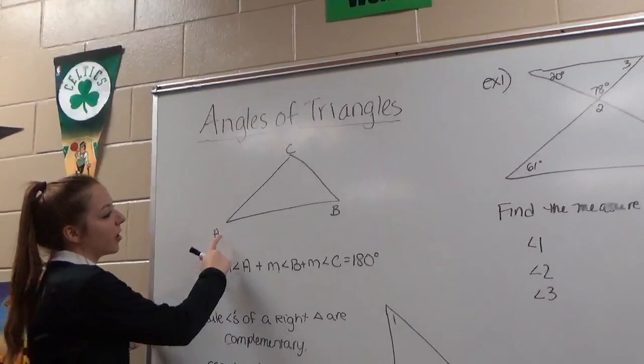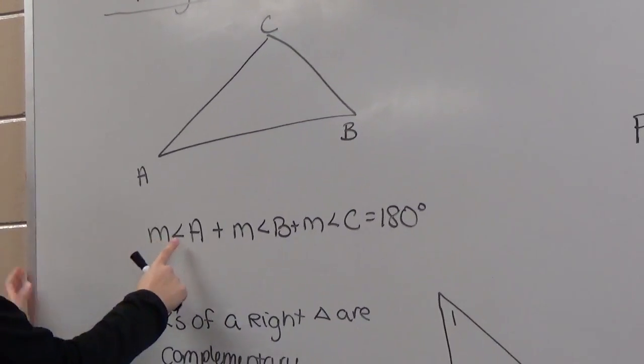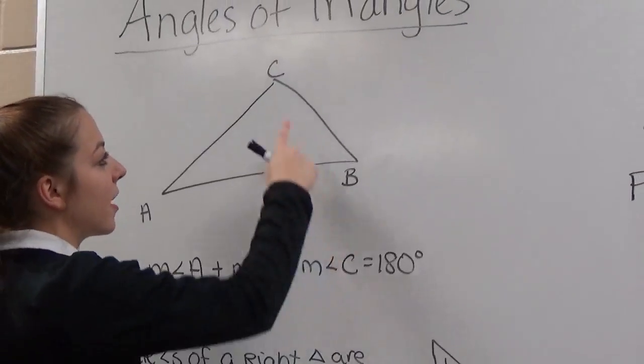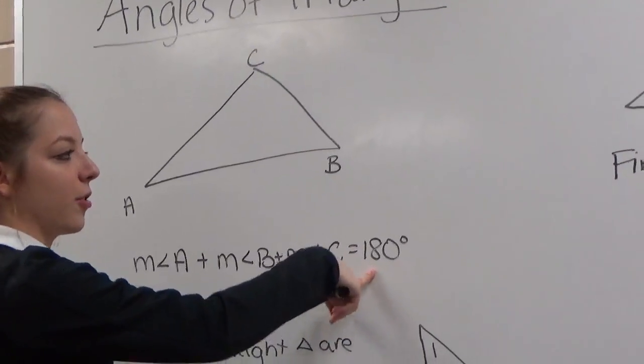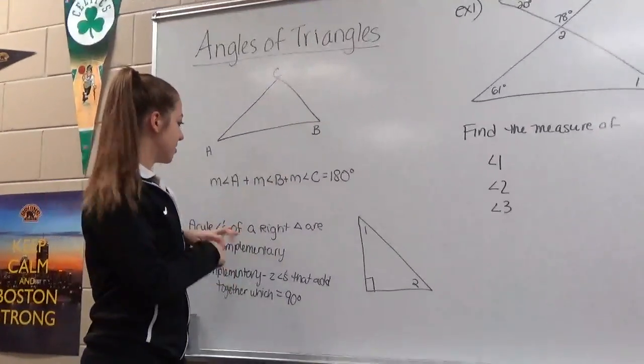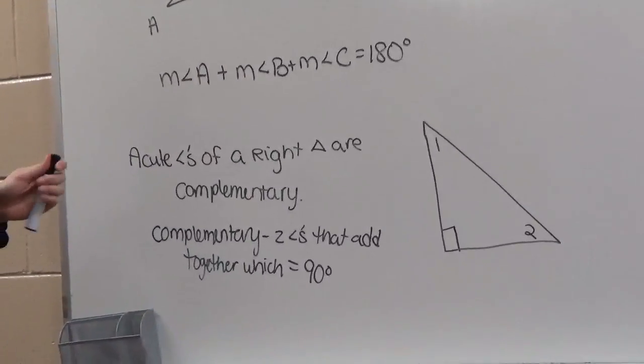We are talking about angles of triangles. We have a triangle here, ABC. This says that the measurement of angle A plus the measurement of angle B plus the measurement of angle C equals 180 degrees. Every triangle, all the angles add up to 180 degrees. Just remember that.